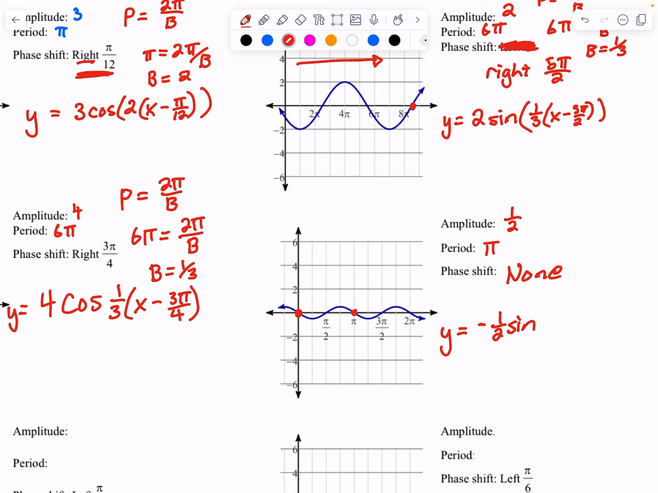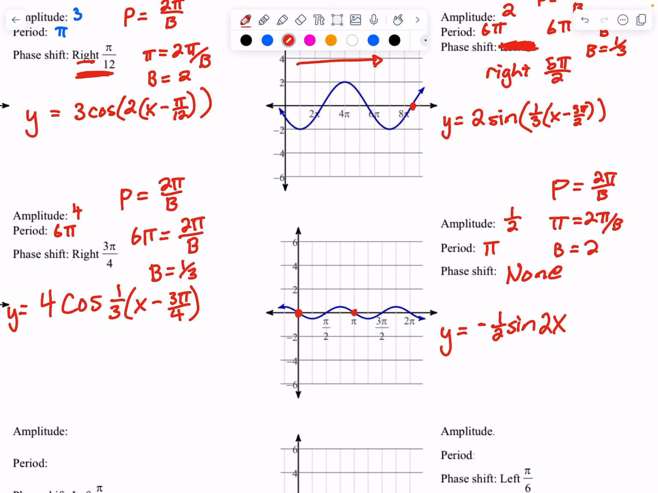I also have to use the period, same formula, 2 pi over b. So this is pi equals 2 pi over b. If I multiply by b and divide by pi, I get 2. So we're going to get negative 1/2 sine 2, and then there is no phase shift, so I'm just going to put an x. I think that's it. There's nothing left or right.